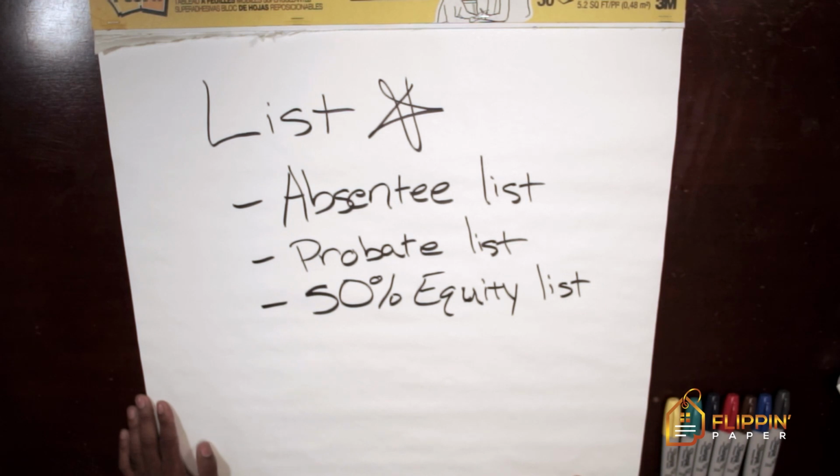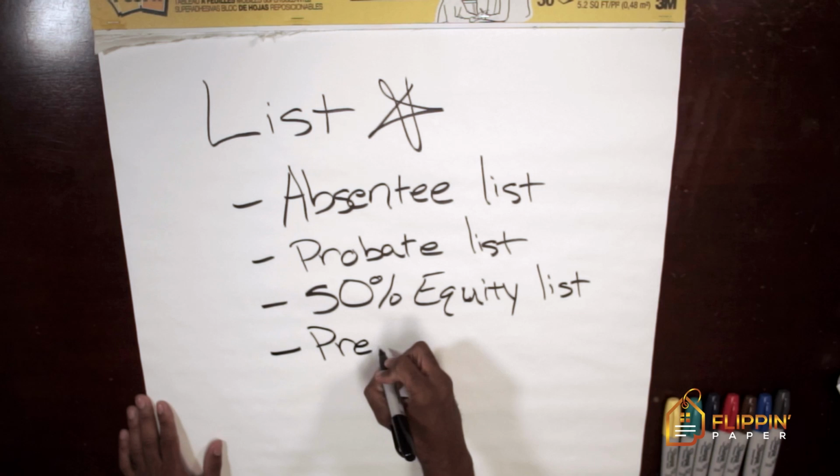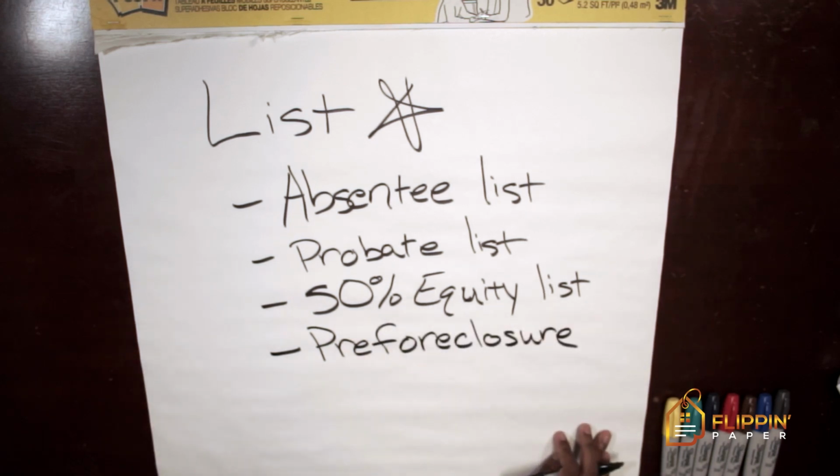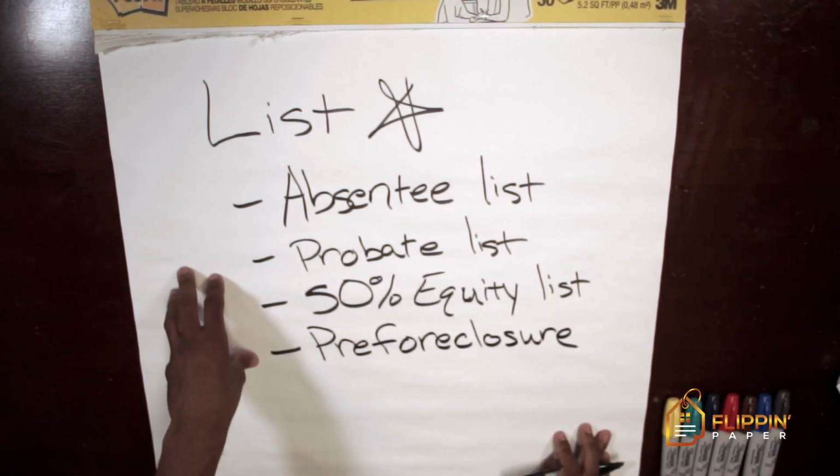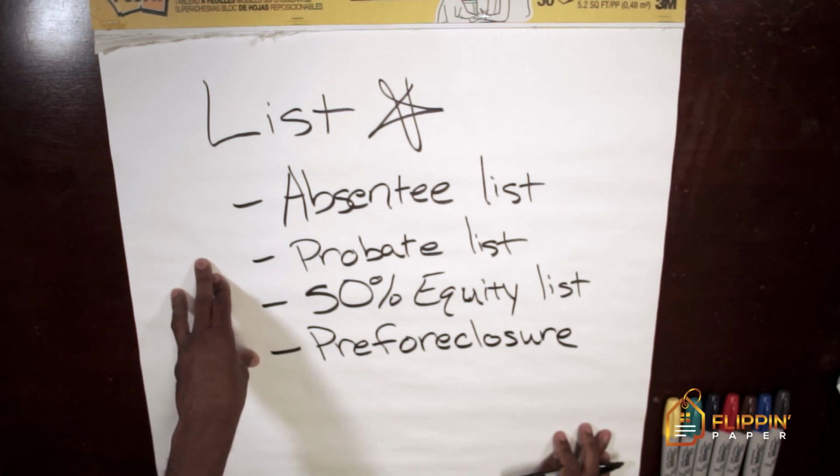So those are the primary three lists that we like to use, so we're going to start there. And actually there's one more list. You have your pre-foreclosure list. So these are the types of lists that you're going to use. These should all generate a high amount of leads for you, and you should be able to convert some deals from this list in each zip code that you utilize.